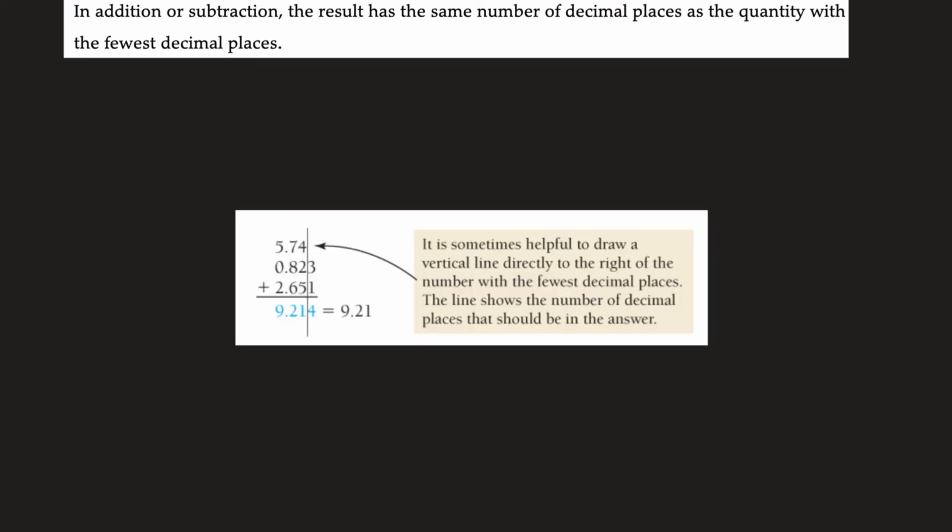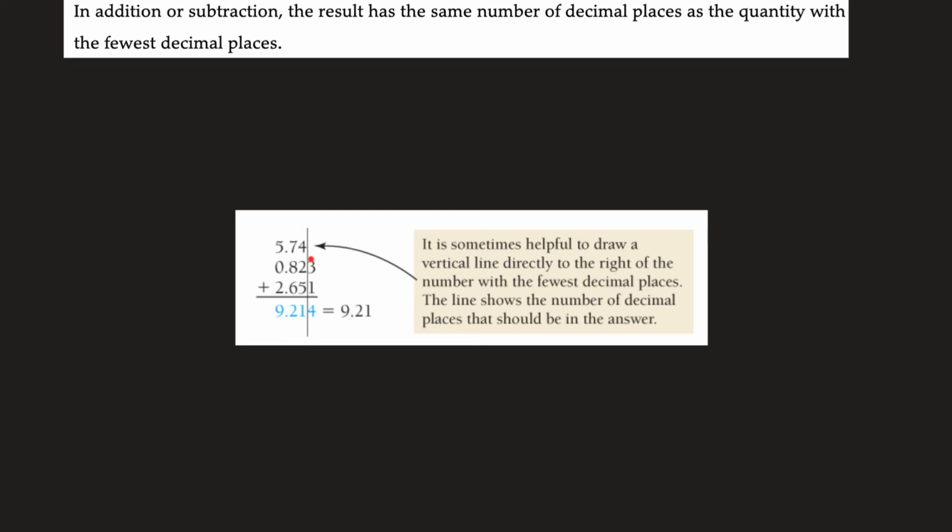Now, when we have addition and subtraction, there are a couple ways to state this rule. In addition or subtraction, the result has the same number of decimal places as the quantity with the fewest decimal places. And so that's easy to apply when we have digits to the right of the decimal. I'll give an example later where we have measurements that don't have any digits to the right of the decimal. And so I would rephrase the rule at that point and say your answer can't be more precise than your least precise measurement.